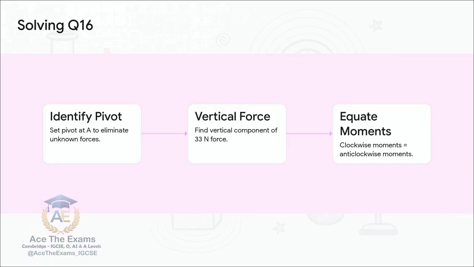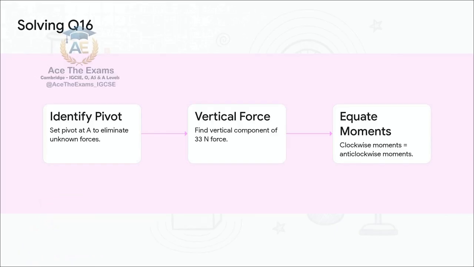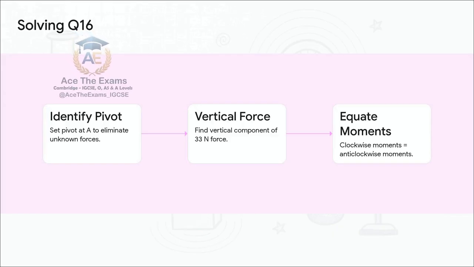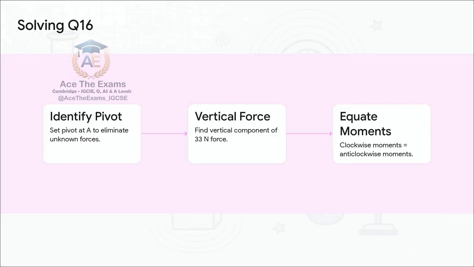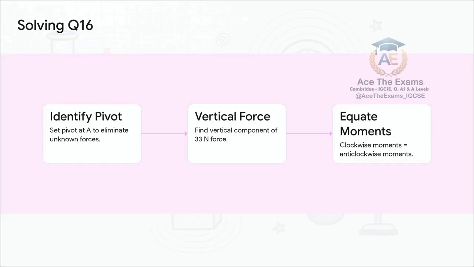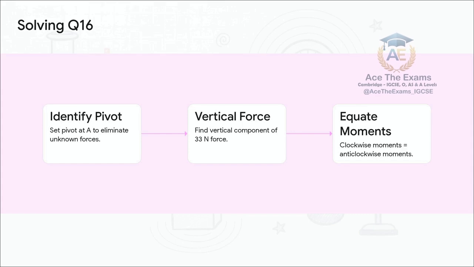Boom! They are entirely wiped out of our moments equation. Tactical genius, right? Step 2, we have to handle that 33 Newton angled force. Remember the golden rule? Moments need perpendicular distances. We only want the vertical push. Quick bit of trig, 33 times the sine of 52 degrees gets us the vertical component.